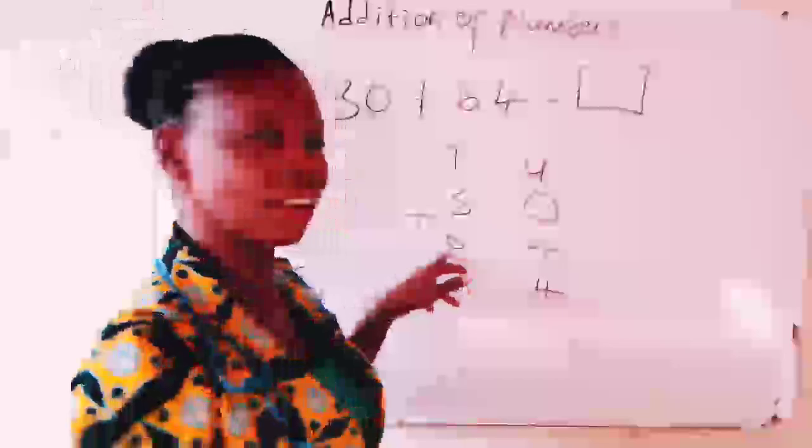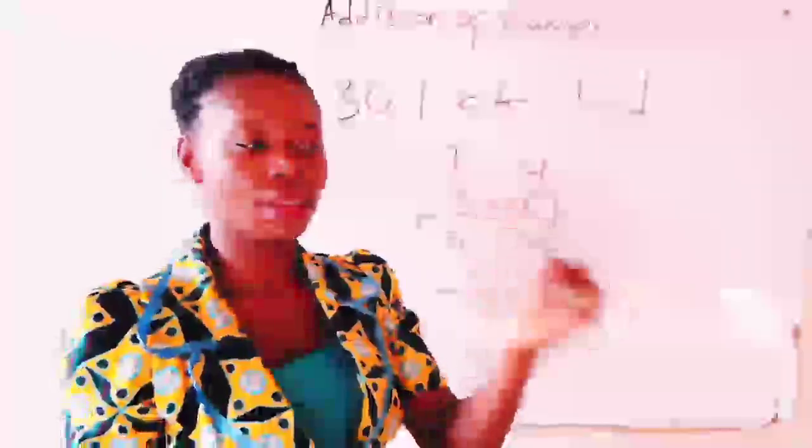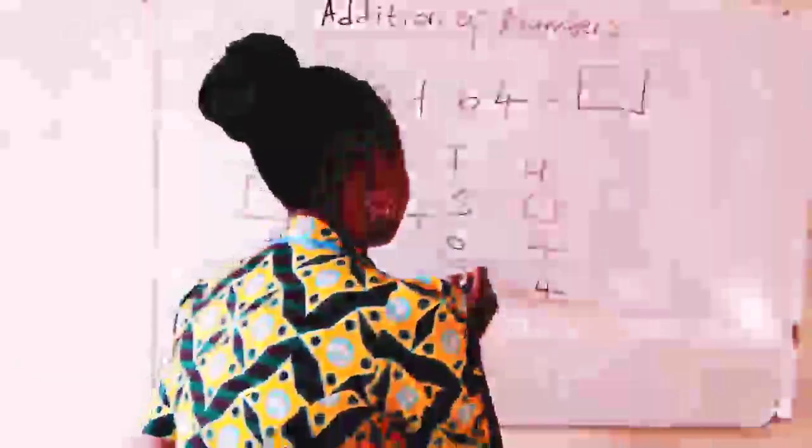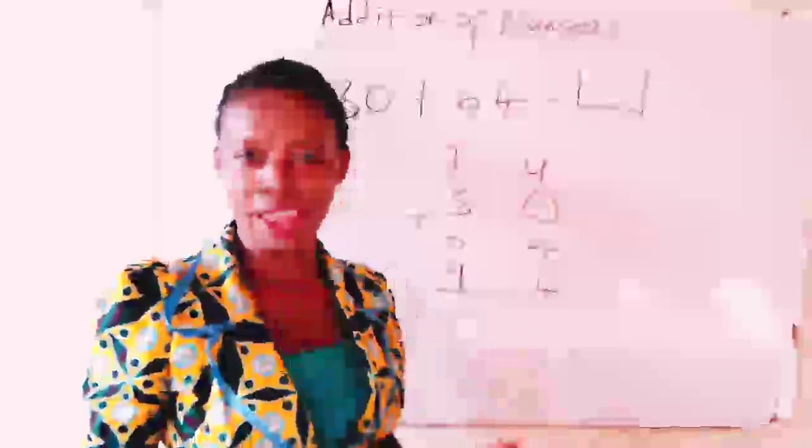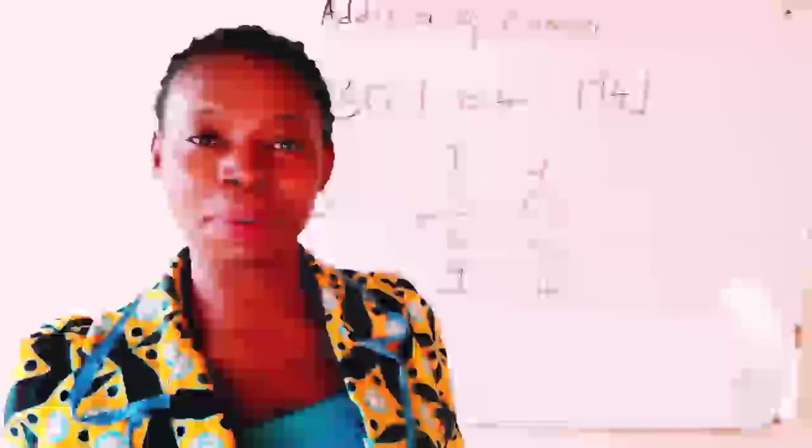And 3 plus 6, you have 6, 7, 8, 9. Our final answer becomes 9. Don't forget that 0 means what? Empty. So I want us to use this song to remember adding numbers involving 0.